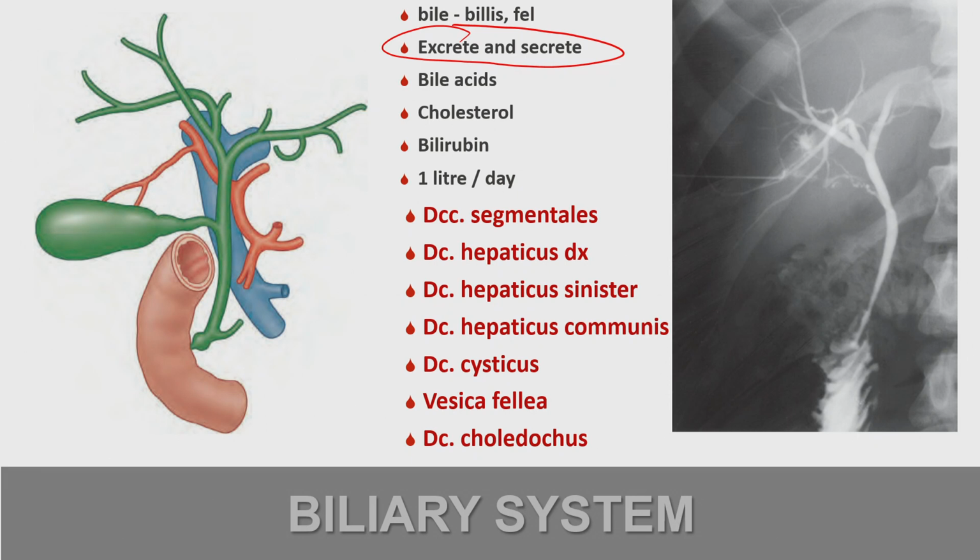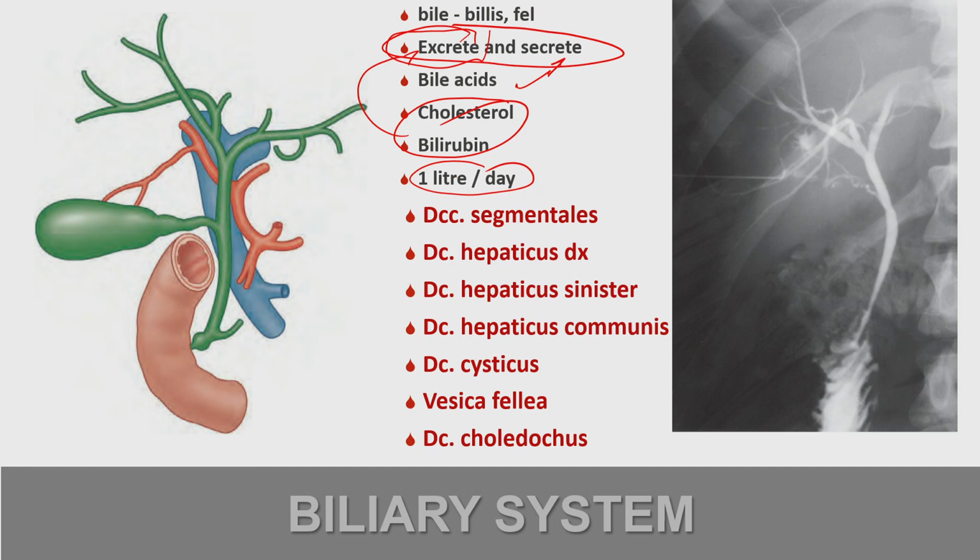Then there is important excrete. Pure excrete is, for example, urine. And here in excrete, we have some waste products of metabolism which are excreted from the human body through the gastrointestinal tract. They are products of decay of hemoglobin, so bilirubin and cholesterol. So bile acids are part of secrete, and cholesterol and bilirubin excrete. It's about 1 liter a day, the production of the whole liver.